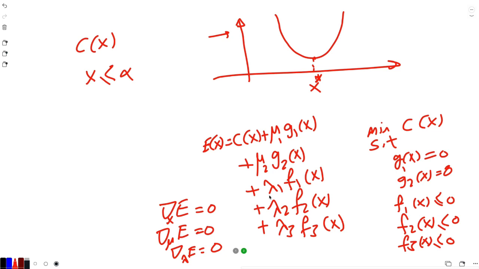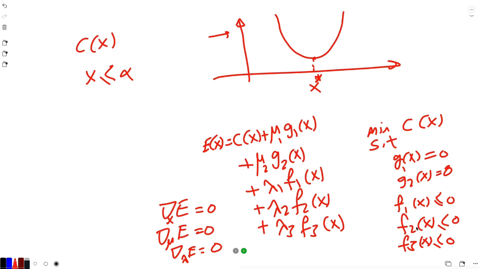Okay, now those mu1 and mu2 and lambda 1, lambda 2, and lambda 3, all of them are called Lagrange multipliers. Mu1 and mu2 are the Lagrange multipliers for equality constraints. Lambda 1, lambda 2, lambda 3 are the Lagrange multipliers of the inequality constraints.